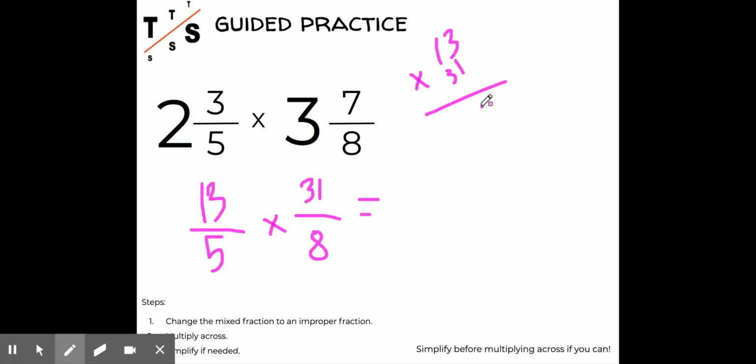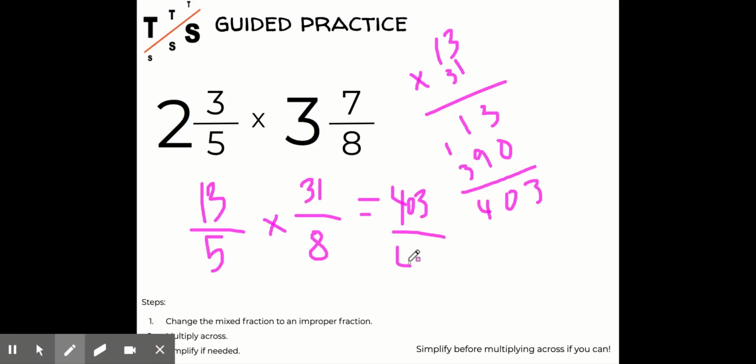3 times 1 is 3, 1 times 1 is 1, put my 0 down. 3 times 3 is 9, 3 times 1 is 3, and then I can add these together. 3, 10, carry the 1. So I have 403 as this giant numerator.